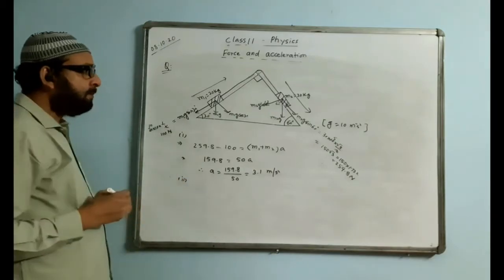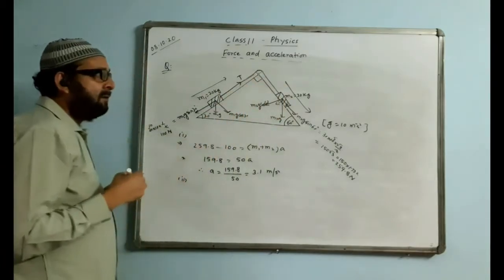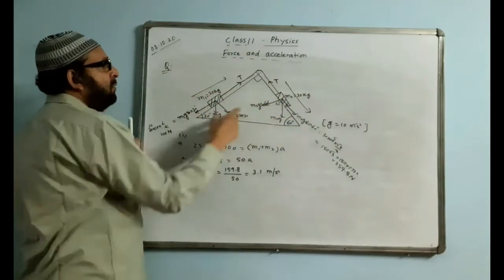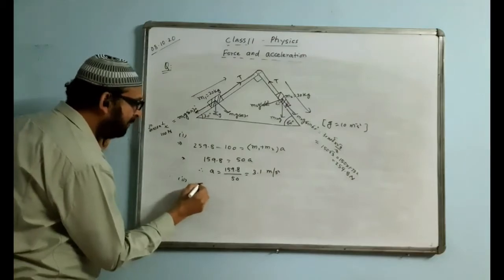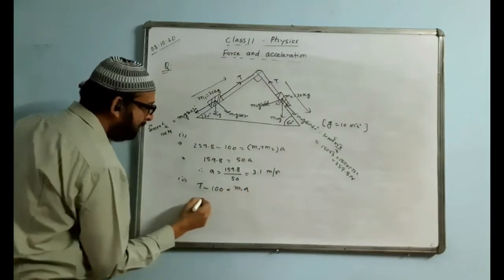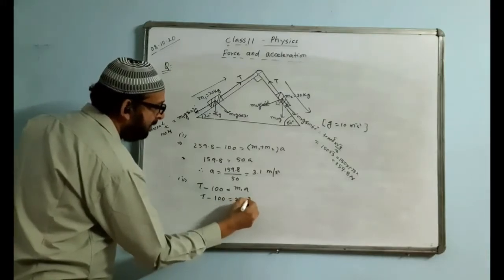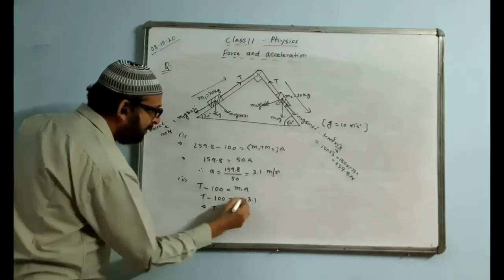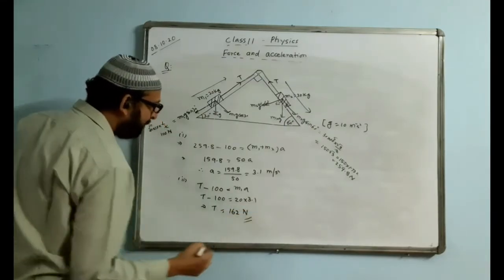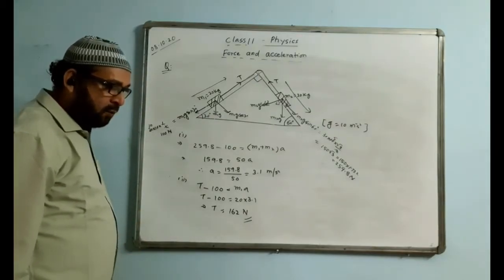Second part now: find tension. This is the same string, so the tension will be the same, marked T, here and here. To find tension, you can consider either this block or this block. So I will consider this block, M1. Motion of the M1 block: T minus this side force, 100, is M1a. T minus 100 equals M1 value 20 into a value 3.1. The value of T is coming 162 approximately. So this is the answer for this question.